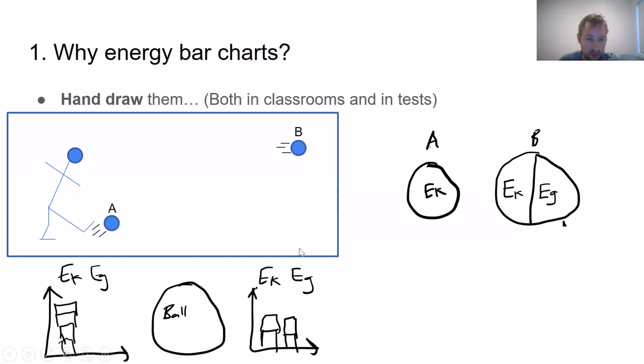You can see on the right-hand side, the energy bars are different heights, but even if you draw it badly, you've got 1, 2, 3, 4 energy bars on the left and 1, 2, 3, 4 energy bars on the right. So even with a badly drawn diagram, you're still invoking this idea of conservation of energy.